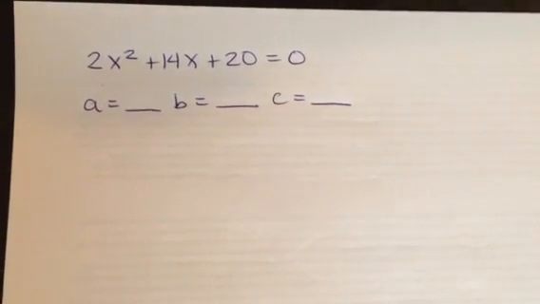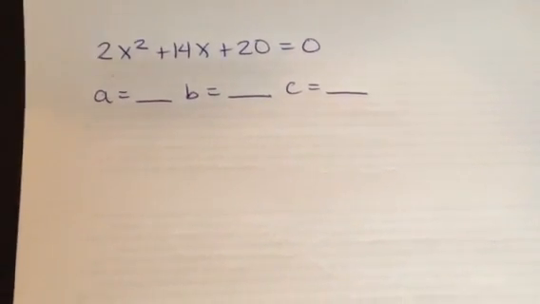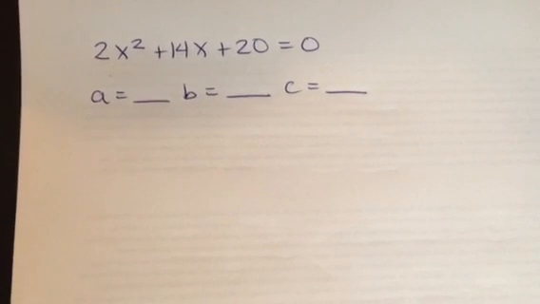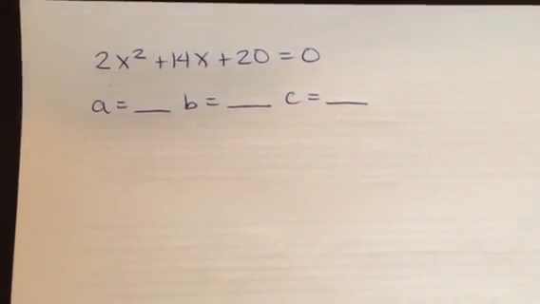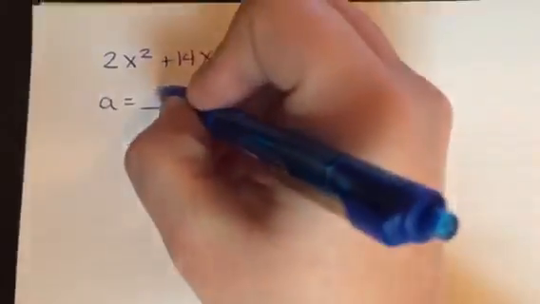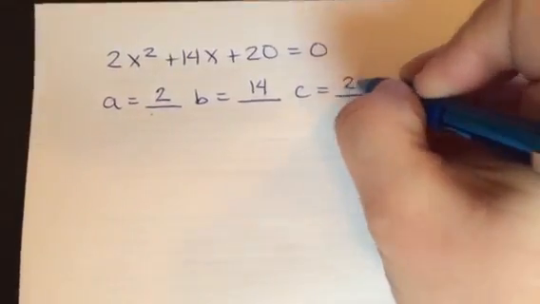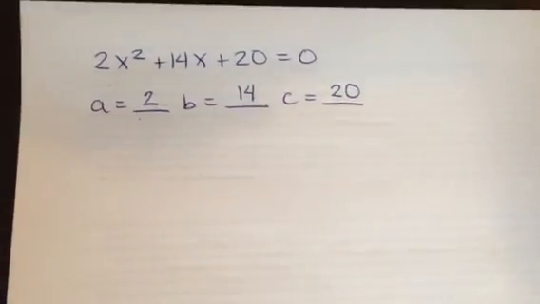All right, so just a quick review over the quadratic formula and solving a quadratic function. Basically what we're doing is finding the x-intercept, so wherever the graph will cross the x-axis. To do so, we're going to use the quadratic formula, and we first need to identify the a, which is 2, the b, which is 14, and the c, which is 20. And then we're going to enter those values into the quadratic formula.